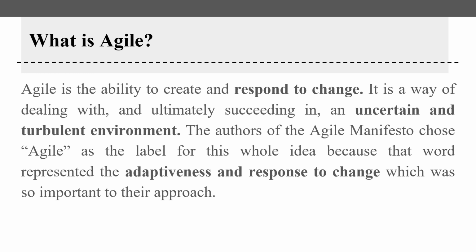But first, to have a common definition, I would like to read a description of Agile. Agile is the ability to create and respond to change. It is a way of dealing with and ultimately succeeding in an uncertain and turbulent environment. The authors of the Agile Manifesto chose Agile as the label for this whole idea, because that word represents the adaptiveness and response to change, which was so important to their approach. I want to emphasize the idea of responding and adapting to change for an uncertain and turbulent environment.